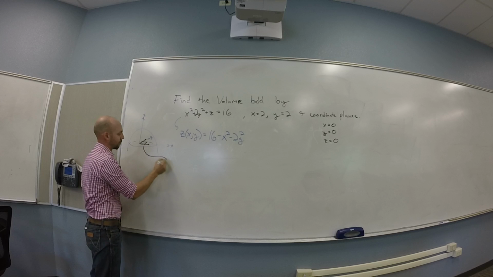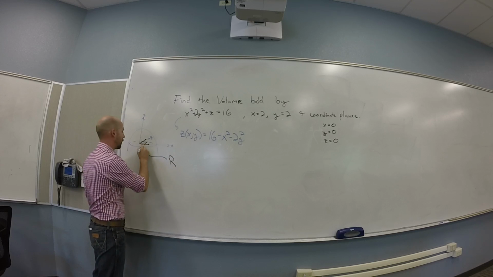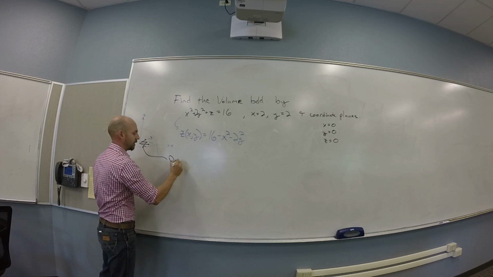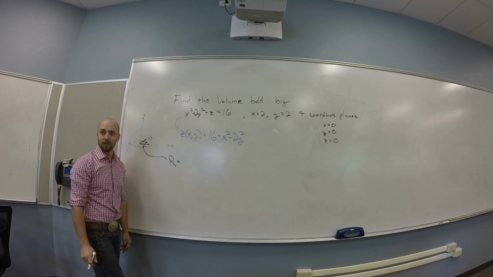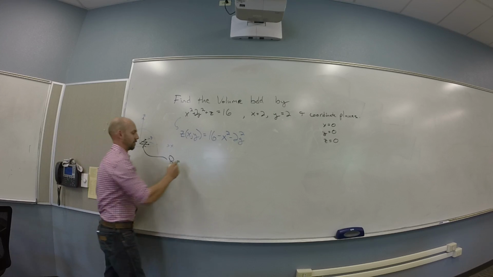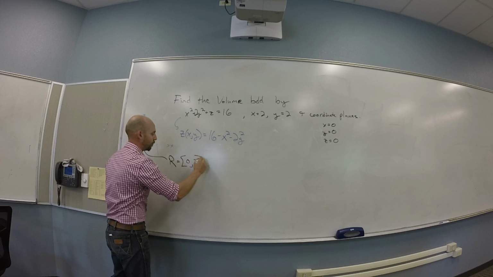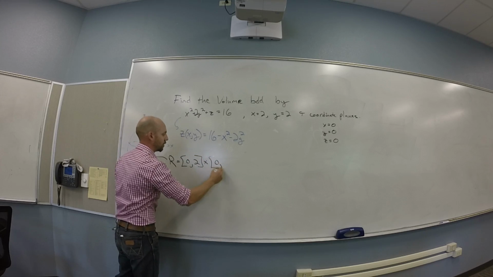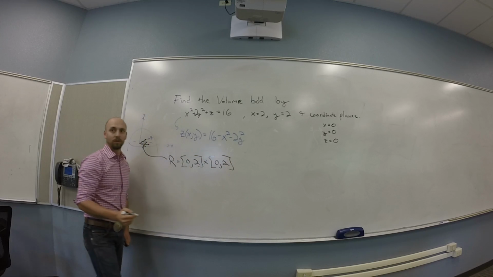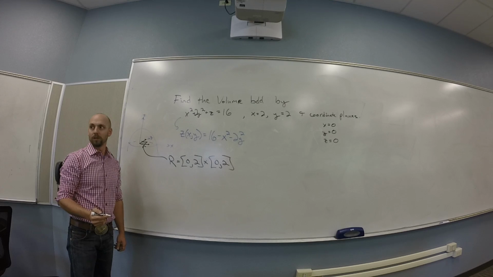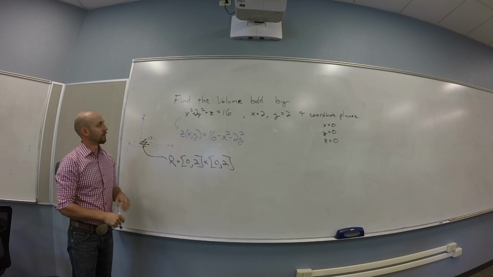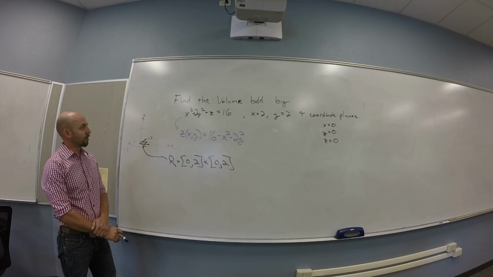So what's my rectangle? It's R, which is what by what? 0 to 2 by 0 to 2. You guys all with that? Yep. Okay, cool. So how do I set up my integral?